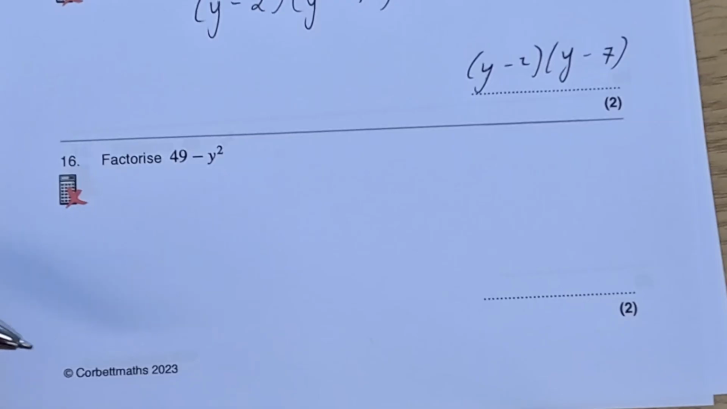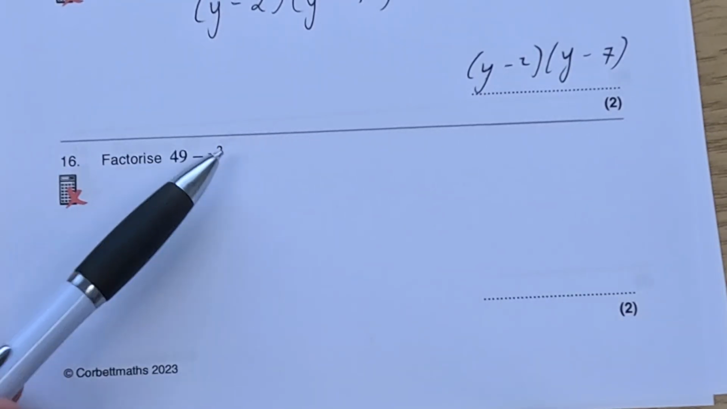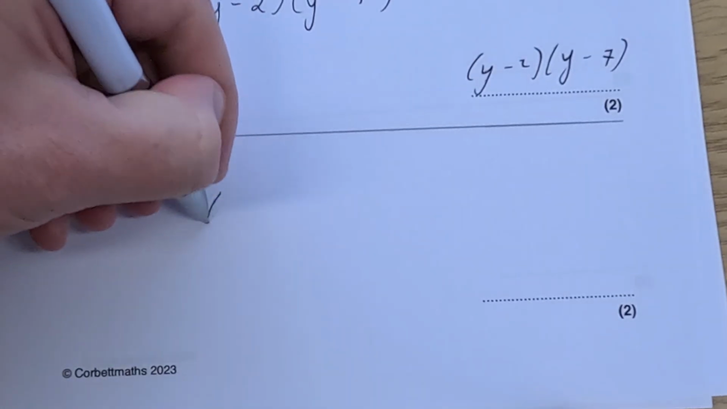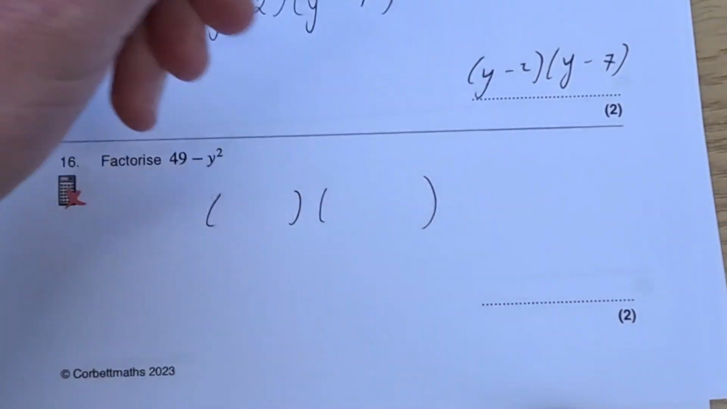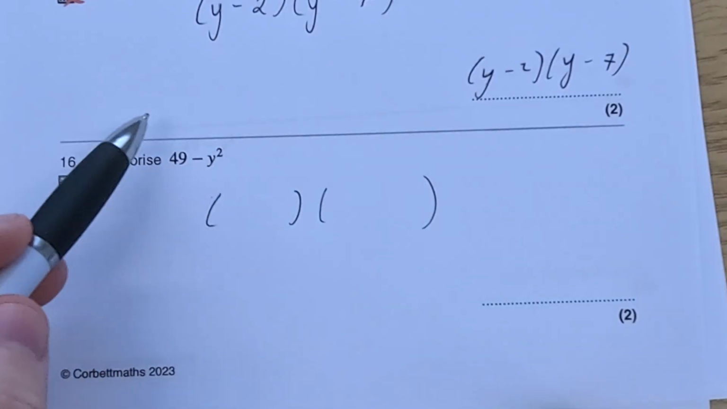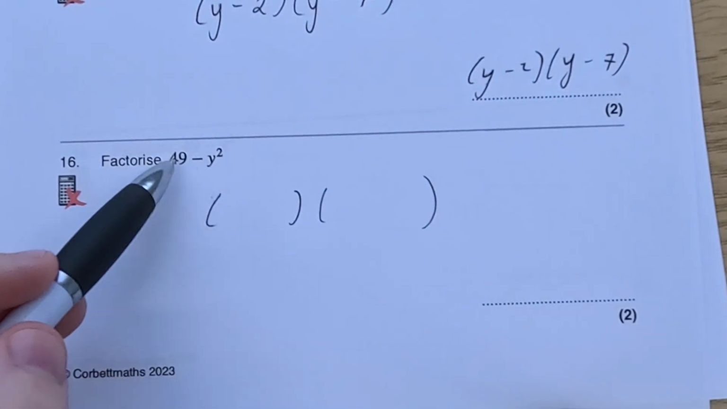So question number 16 is a bit similar to questions 14, 11, and 8. There's a difference between two squares. They're both squares, so let's factorize it. So do bracket, bracket, bracket, bracket. And whenever we want to factorize things that are the difference between two squares, we take the square root of both squares.